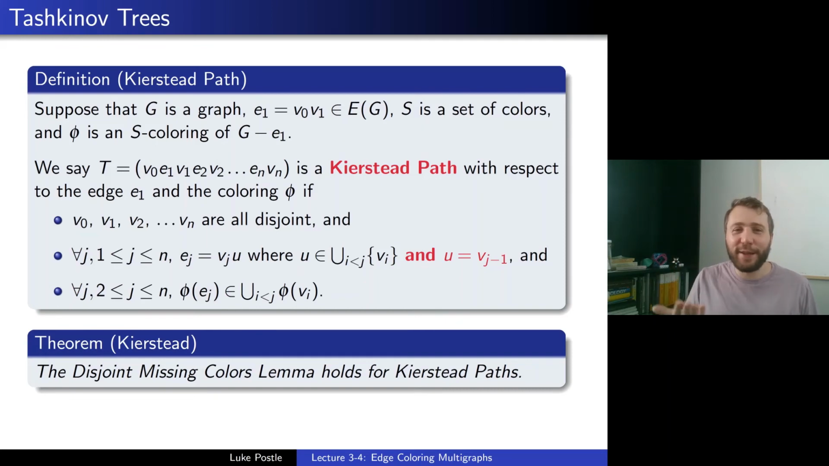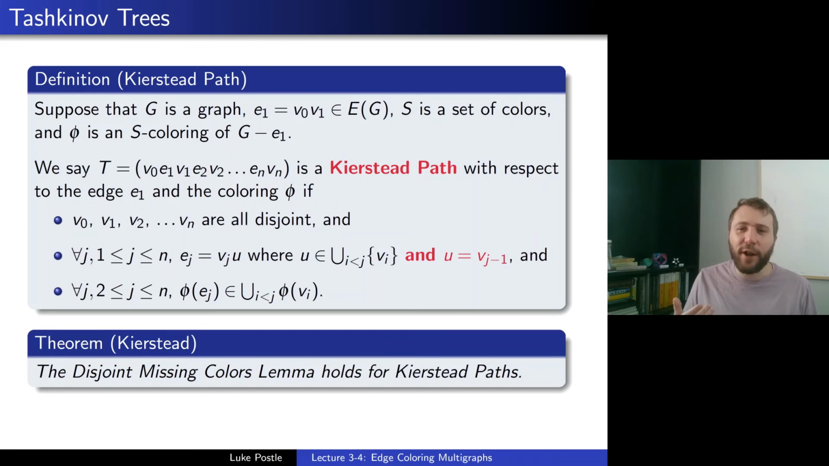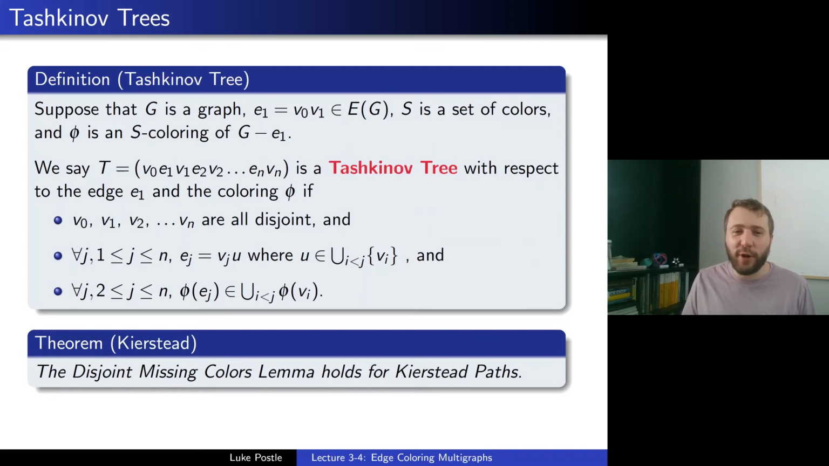As hinted by the title of the slide, what generalizes a path and a star? Well, trees, right? So you can actually define something called a Tashkinov tree, named after Tashkinov, who introduced them. And what you do is you just drop these conditions. Instead of u being v_{j-1} or u being v0, you just drop that. So you just say a Tashkinov tree is one where all the vertices are distinct, and each edge we're going to add just comes off of some earlier vertex.